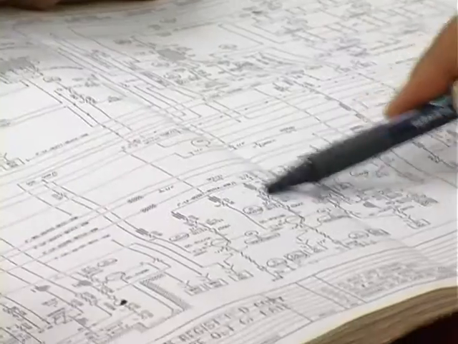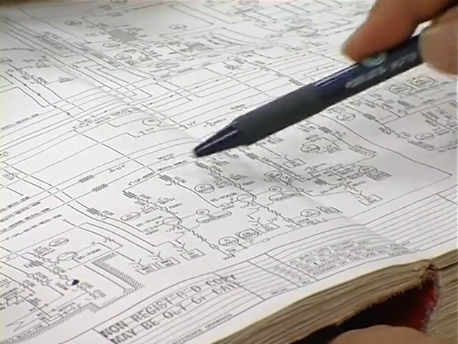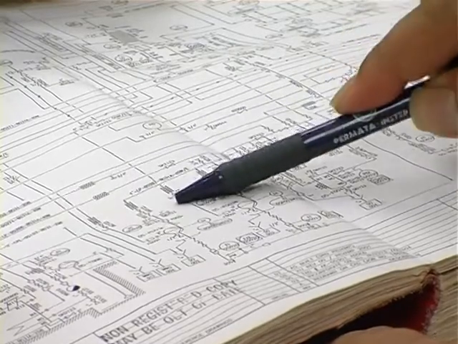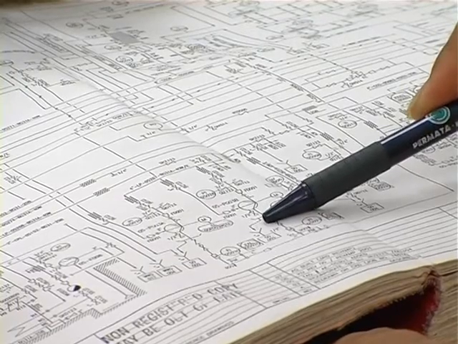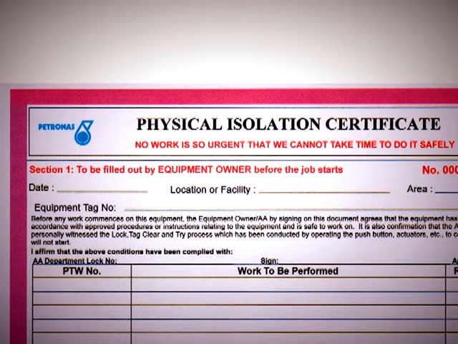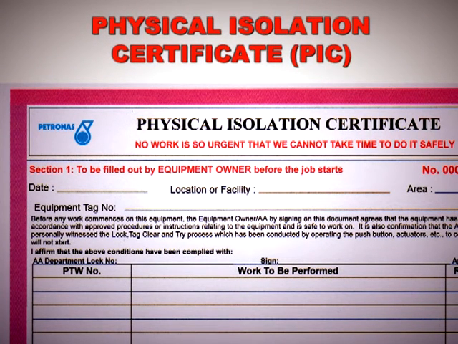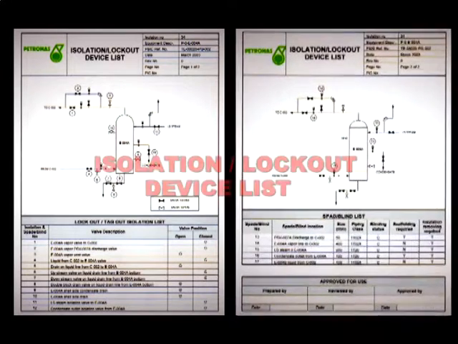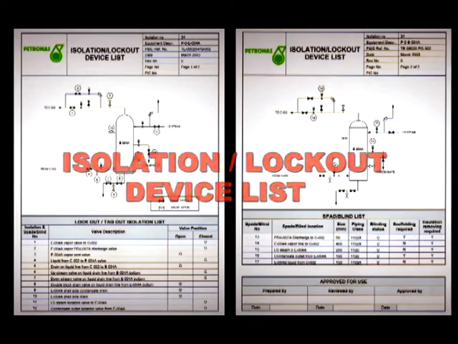After discussion between the AA and the RA, the isolation plan including type of lock, tag, location, and method of isolation are agreed. The AA will fill up Section 1 of the Physical Isolation Certificate, also known as the PIC. In some cases, an isolation or lockout device list must be prepared and approved for that particular job.